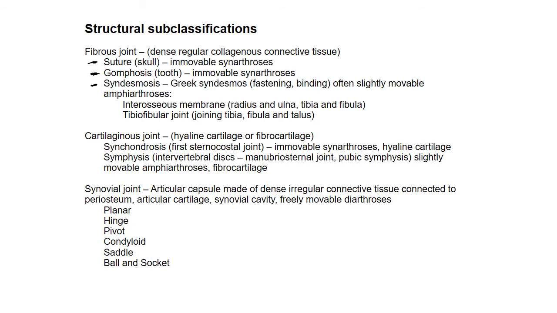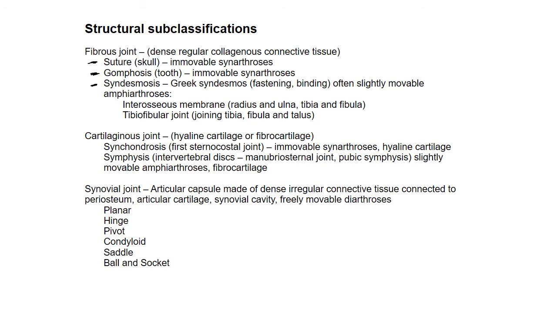So fibrous joints, as we mentioned before, could be synarthroses or amphiarthroses. They're almost always synarthroses, but occasionally you have an amphiarthrosis. The examples of syndesmoses are the interosseous membrane between the radius and ulna, and between the tibia and fibula, and then the distal tibiofibular joint joining the tibia, fibula, and talus. So those are the three subclassifications of fibrous joints: sutures, gomphoses, and syndesmoses.